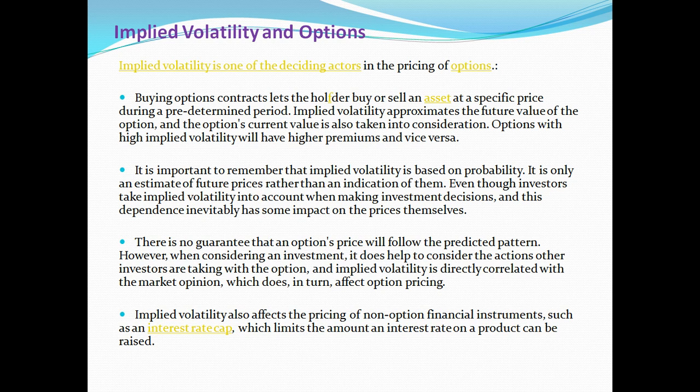So the first thing is the buyer of an option contract, the holder, can buy or sell an asset at a specific price during a predetermined period. Implied volatility approximates the future value of the option, and the option's current value is taken into consideration. An option with high implied volatility will have a higher premium and vice versa. Second, it is important to remember that implied volatility is based on probability. It is only an estimation of future price rather than an indication of it.